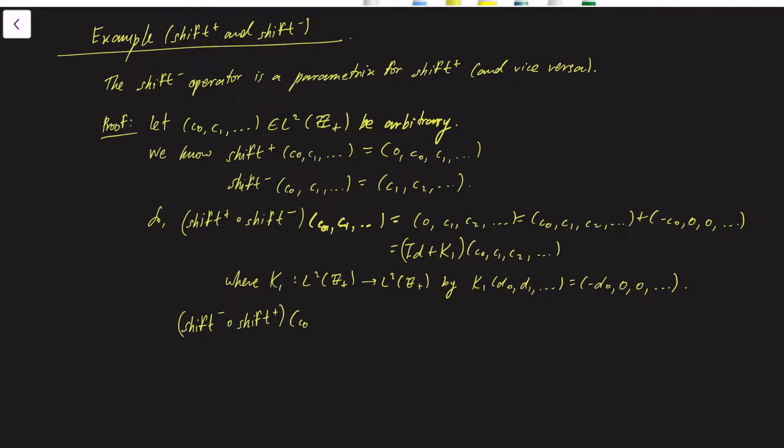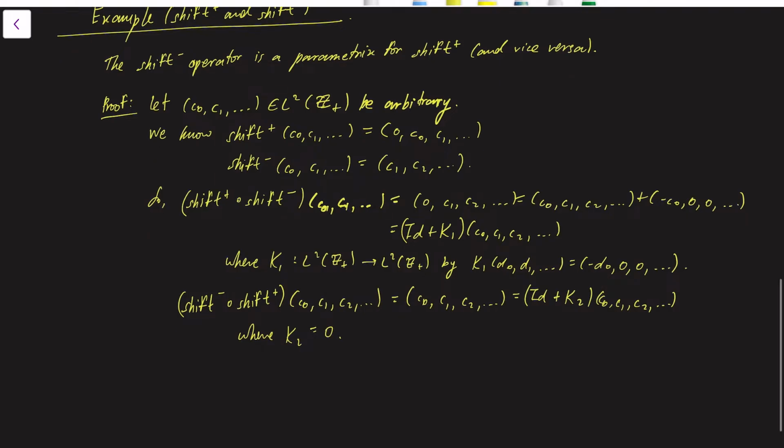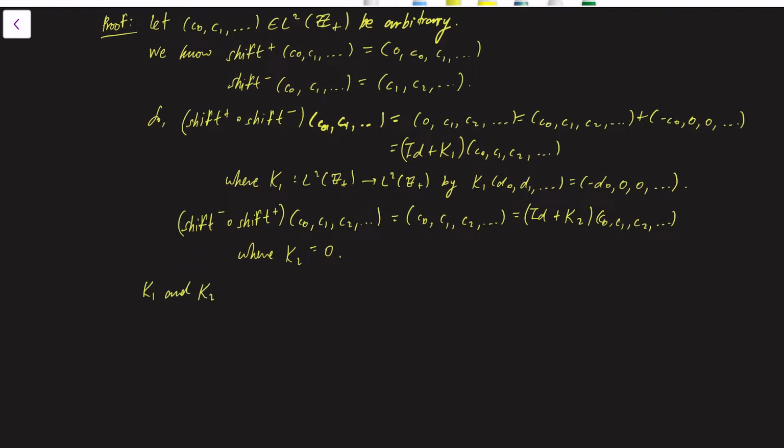The composition of shift minus with shift plus gives us something similar, except this time it doesn't change the sequence. So in this case, K2 is 0. So K1 and K2 are compact here.